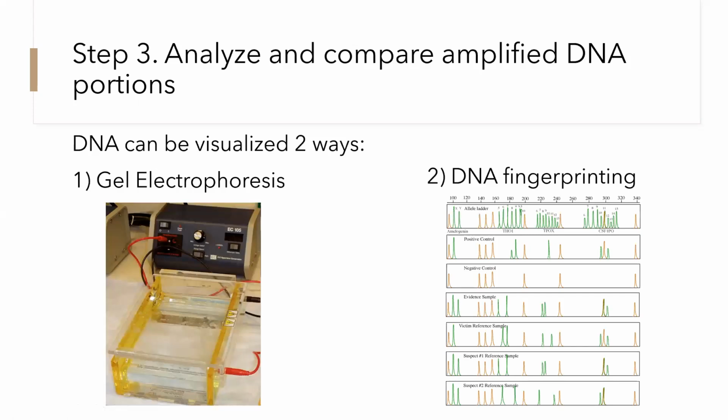All right, step 3. You're going to analyze and compare your amplified DNA portions. There are 2 ways that we can do this. We can do it the old school way, which is known as gel electrophoresis. Just because it's an older technique doesn't mean it's not used. I used this particular technique in my own dissertation, and it's used all the time. Another technique is known as DNA fingerprinting. It is just a different way to visualize the same information, and it usually looks like this.